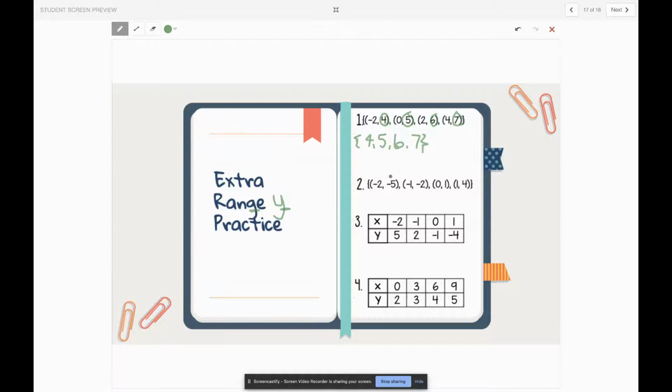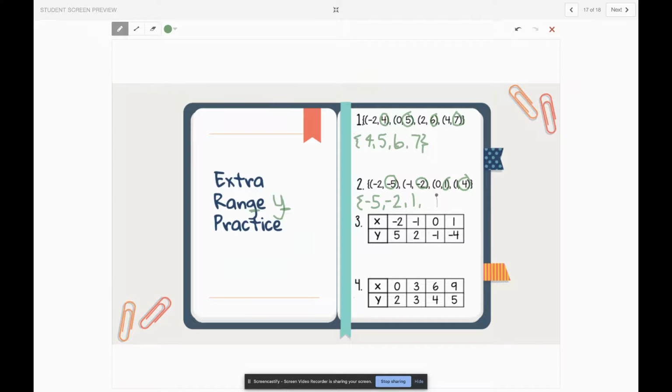Problem number 2, again, just looking at the y's. Thinking about a number line, the bigger the negative, the smaller the number really is. So negative 5 is actually my smallest number, even though 5 has the highest value. So I have negative 5, negative 2, 1, and 4.